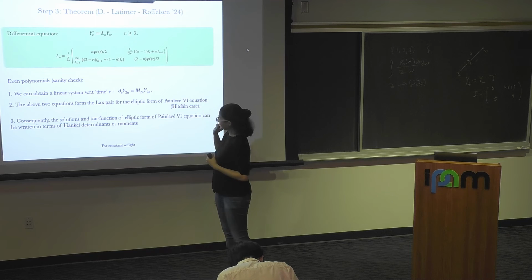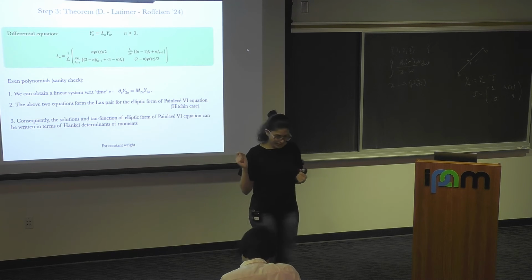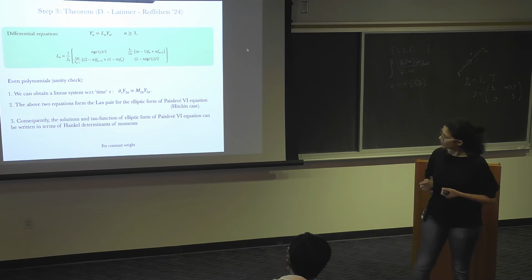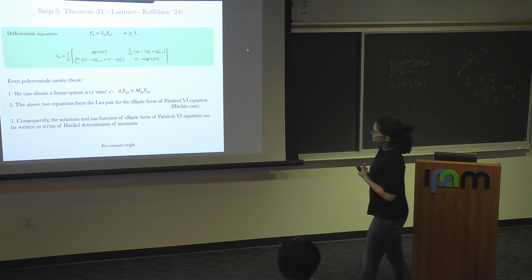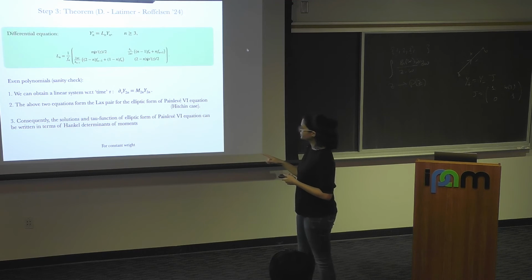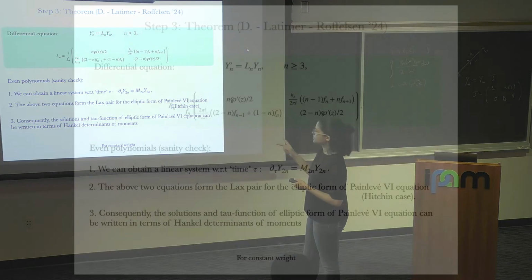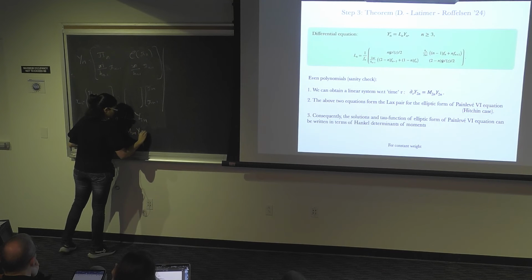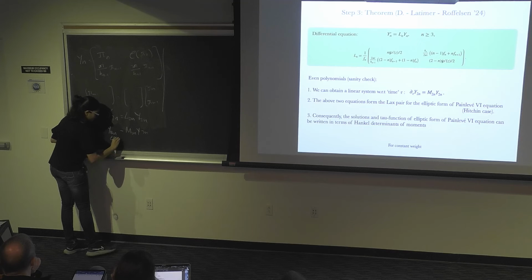And even more interestingly, these give the Hitchin case. Hitchin case corresponds to very specific choice of parameters that have many other applications also that I may not go into. So with these two equations, you can actually get the elliptic Painlevé 6. So this is elliptic.